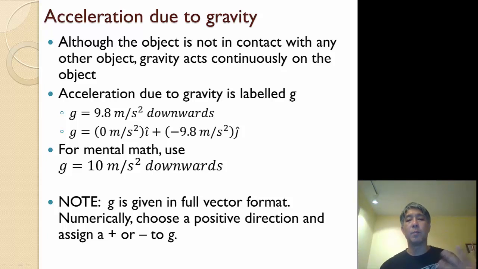It's also important to note that I give you g in full vector format. Don't automatically assume it's positive or negative. Before you do that, in your problem, you need to choose a positive direction, and therefore the opposite direction would be negative. So if g is in the positive direction, g becomes positive. If g is in the negative direction, g is negative. So in the example above of negative 9.8 meters per second squared, I had defined the positive direction to be the standard coordinate system, where up is positive, down therefore is negative.